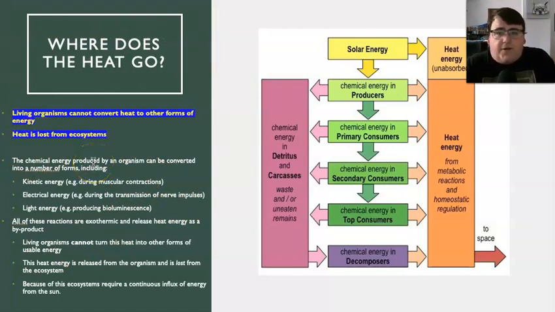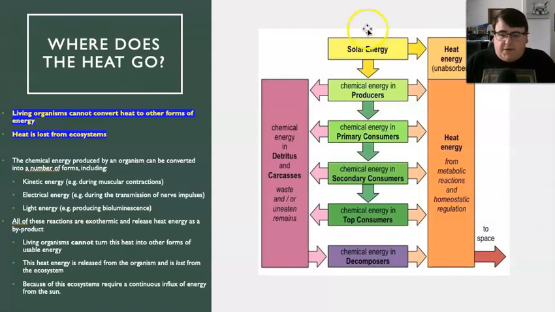Okay, so whenever an organism takes in that energy, it can be converted into a number of different forms. So it might be kinetic energy when they're doing muscular contractions, might be electrical energy when they're sending nerve impulses throughout their body, might be light energy when they're becoming bioluminescent. So that's obviously not all organisms there. Okay, but the one thing that all three of those energy transformations have is they release heat as a byproduct. Okay, living organisms can't physically capture that heat and turn it into usable energy, which means any heat that's released from that organism is potentially lost from the ecosystem.